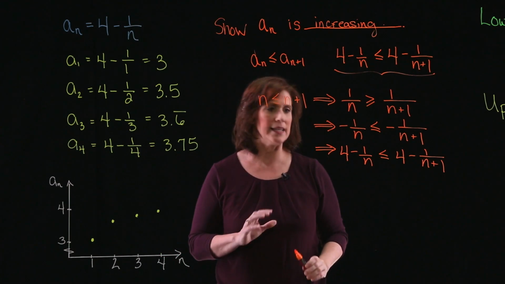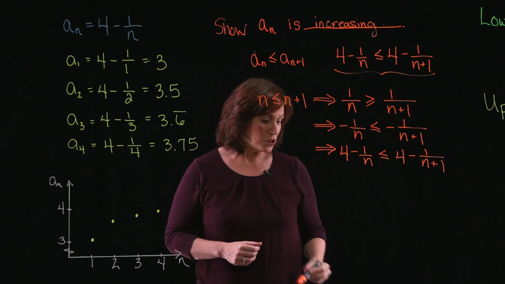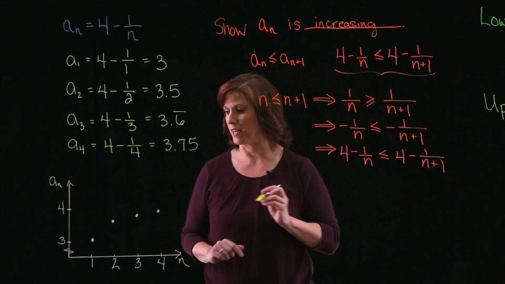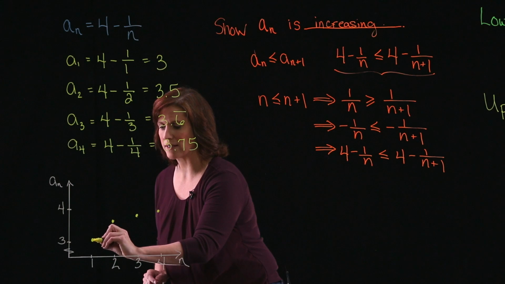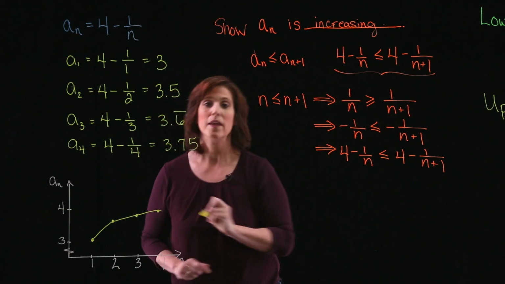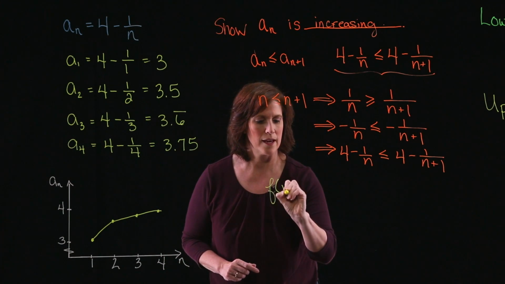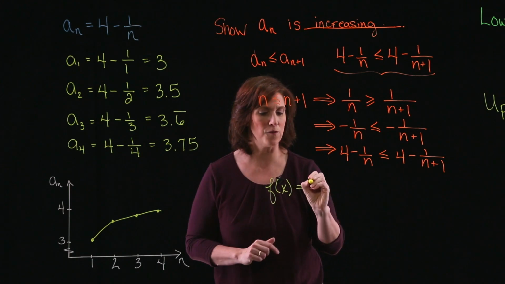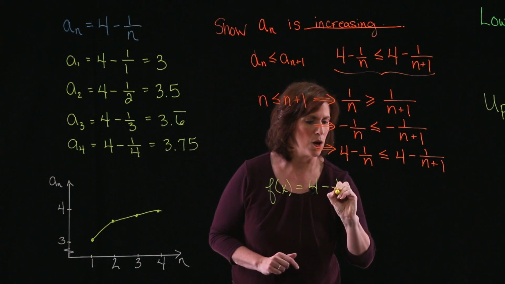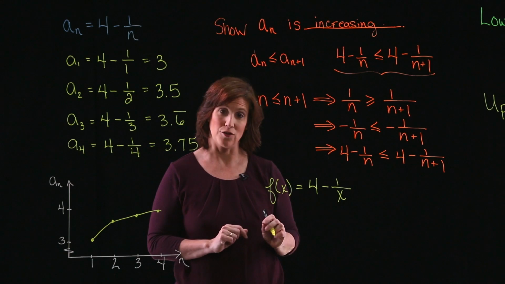Now, sometimes this algebraic way of showing that my sequence is increasing can be difficult. So as another option, you can think of your sequence as a continuous function. Think about connecting these dots with a nice continuous curve. If you were to do that, you could look at that sequence as the continuous function f of x equals 4 minus 1 over x. And then take a look at whether this function is increasing.